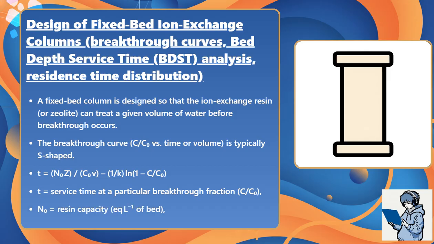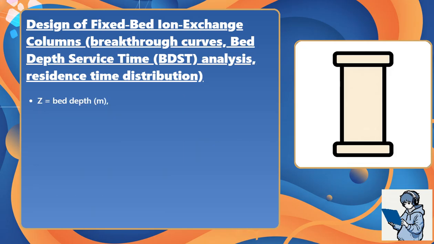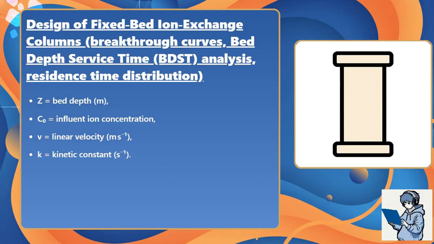N naught equals resin capacity, equivalents per liter of bed. Z equals bed depth in meters. C naught equals influent ion concentration. V equals linear velocity in meters per second. K equals kinetic constant per second.